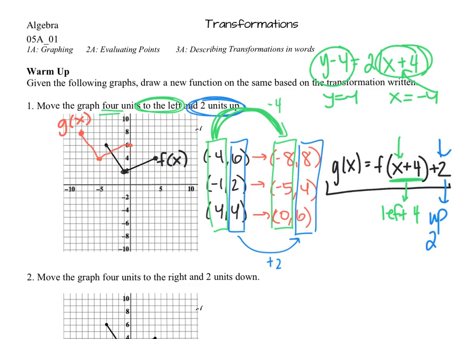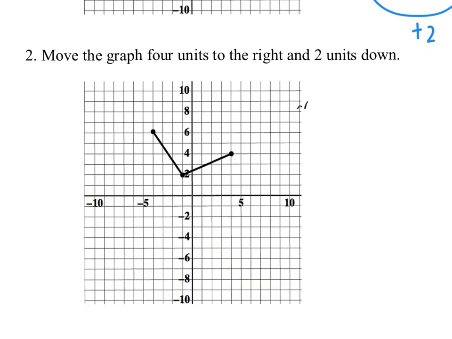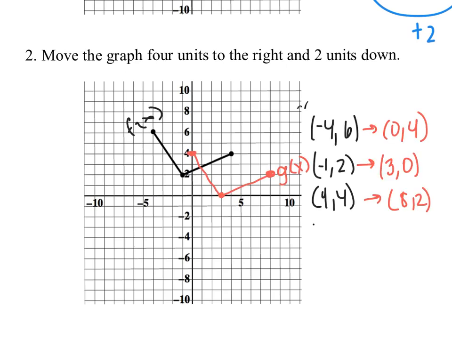So, deep breaths. Okay. The next one was move the graph 4 units to the right and 2 units down. So again, we actually started with the same points. And all I did was take them and I moved them to the right 4 and 2 units down. So if I think about moving to the right, that is along the x-axis. So that should be a change I see in my x's.